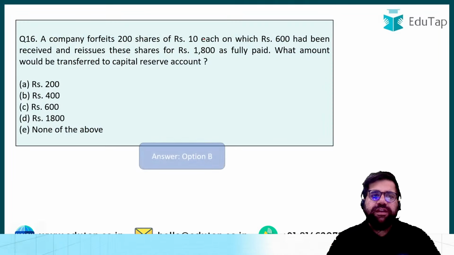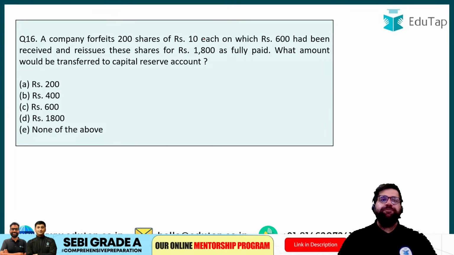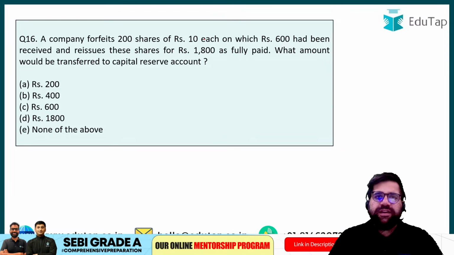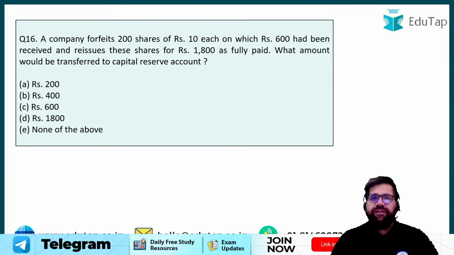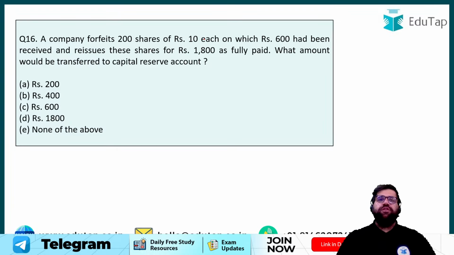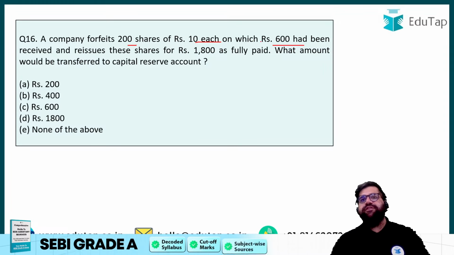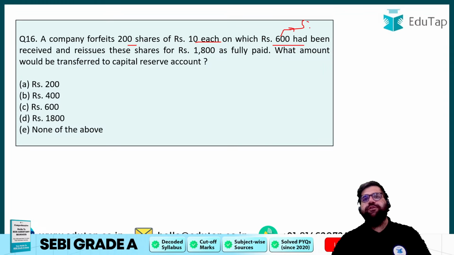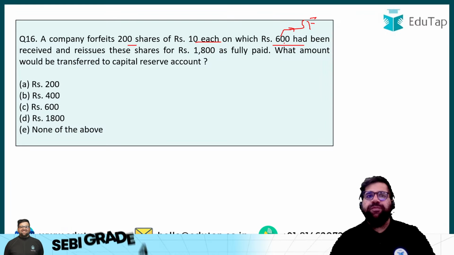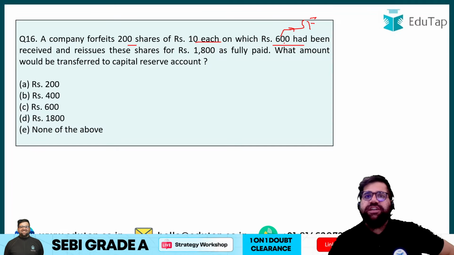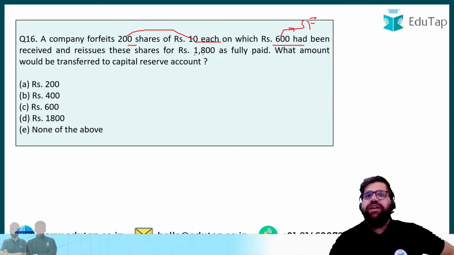Now moving forward to the next question, question number 16. A company forfeits 200 shares at 10 each, on which 600 has been received, and reissue of shares at 1800 as fully paid. So a company is forfeiting 200 shares at 10 each, out of which 600 has been received. Now this 600 has been received, right? So this is basically the amount which you will transfer to share forfeiture because this is the paid amount. Now the company is issuing these shares at 1800. This basically means the shares of 2000 are issued at 1800.